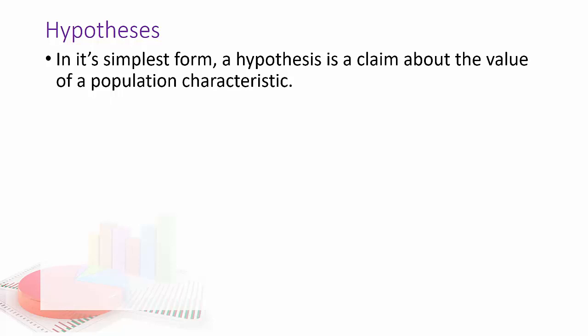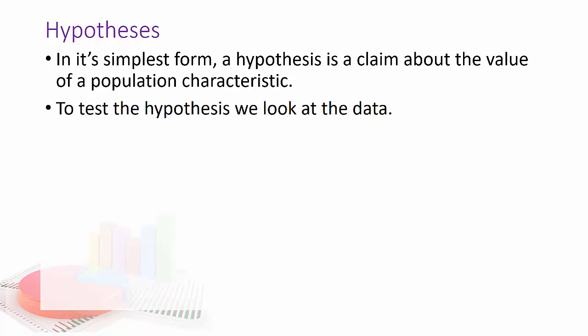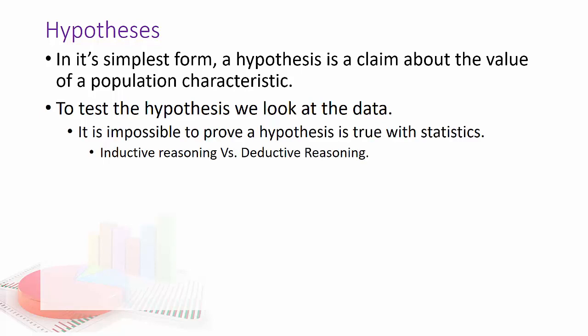So first of all, let's start with what we will be rejecting or failing to reject, and those are the hypotheses. In its simplest form, a hypothesis is a claim about the value of a population characteristic. So we're going to say, and since we're talking about proportions, that the proportion is this much. And to test the hypothesis, we look at data. Now, this is kind of like a jury trial in the sense that it is impossible to prove something is true with statistics. It's like inductive reasoning.